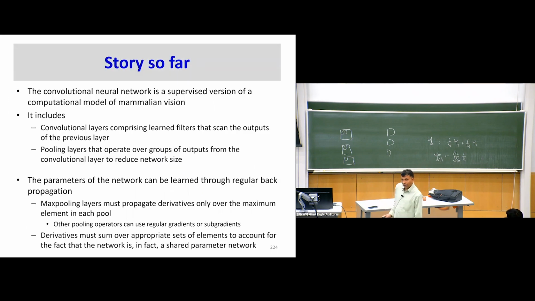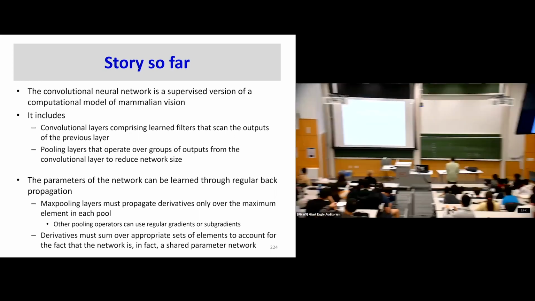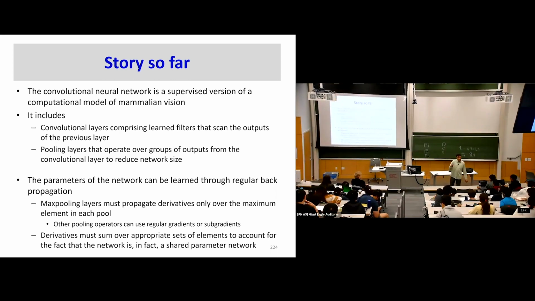So the story so far: convolutional networks are supervised versions of computational models of mammalian vision. They include convolutional layers comprising learned filters that scan the outputs of the previous layer, and pooling layers that operate over groups of outputs to introduce jitter invariance. The parameters can be learned through regular backprop. Max pooling layers only propagate derivatives over the maximum elements of each pool. Derivatives must sum over appropriate sets of elements to account for the fact that the network is in fact a shared parameter network. So that is that.